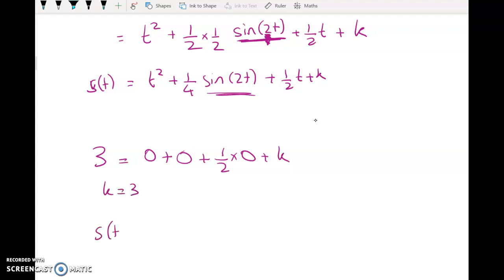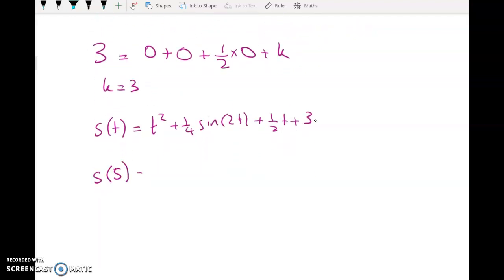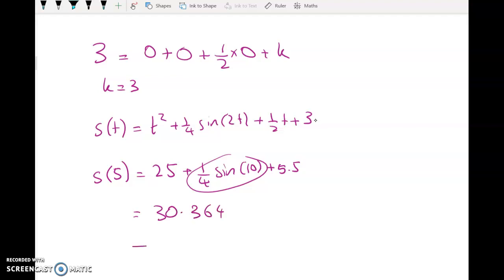And that gives me s of t is equal to t squared plus a quarter sine of 2t plus a half t plus 3. Now I have to sub in t equals 5. After 5 seconds, we've gone 25 plus a quarter of sine 10, which is not an especially nice number, plus 2.5 plus 3, so plus 5.5. This is negative, so overall we end up with 30.364, which I've rounded to 30.4 meters to 1 dp.